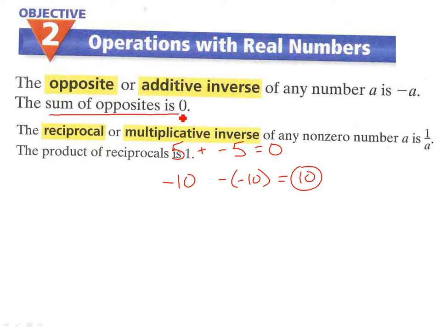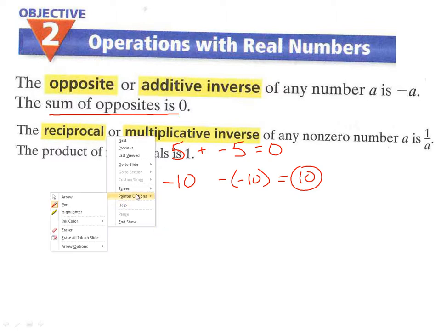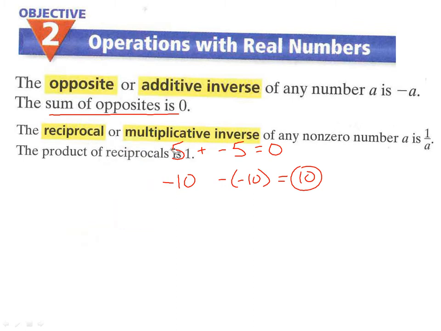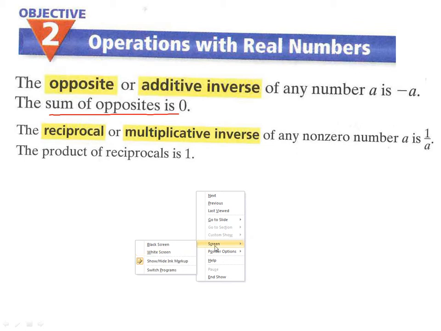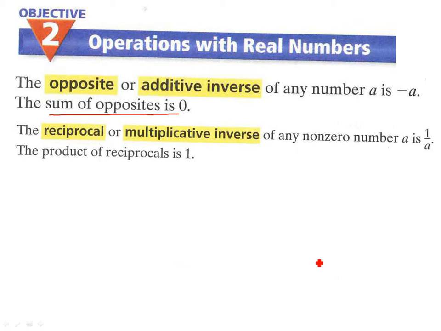All right? Let's talk about the reciprocal or multiplicative inverse of any non-zero number. Let me get rid of the writing here on the screen. Okay? All right, so the reciprocal is flipping it over 1. So the reciprocal of 5 is 1 over 5. The reciprocal of 1/3 is 3. And then fractions just get flipped over. The reciprocal of 2/3 is 3/2.